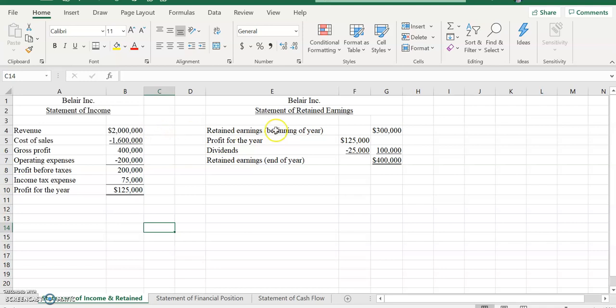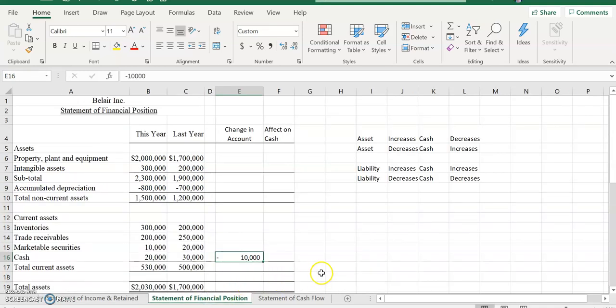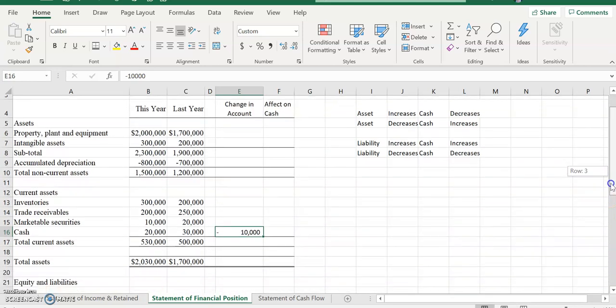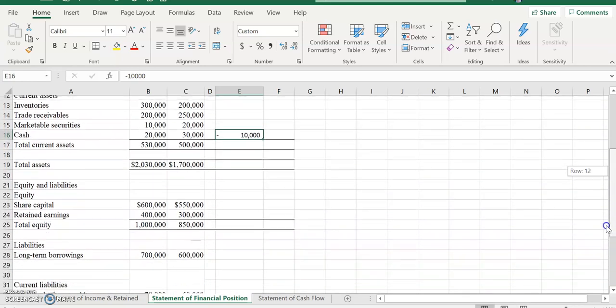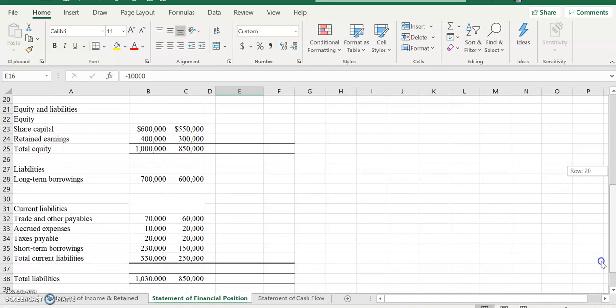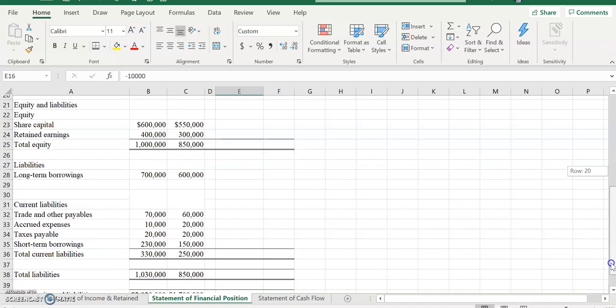We look over here, our retained earnings, that is our accumulation of profit. But dividends, that's money going out. We're paying our shareholders, thanking them basically for investing in our organization. That's an outflow of cash. Then we look at our statement of financial position. And we've got so many different areas that affect cash. Basically, almost every single thing that's on our statement of financial position affects cash.